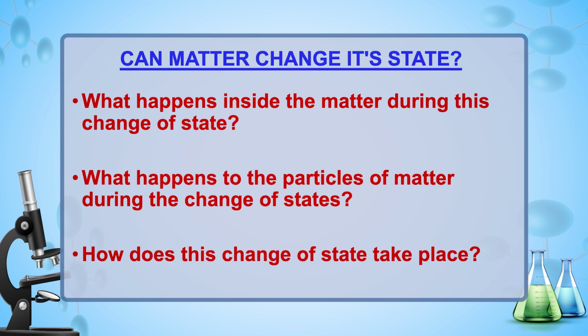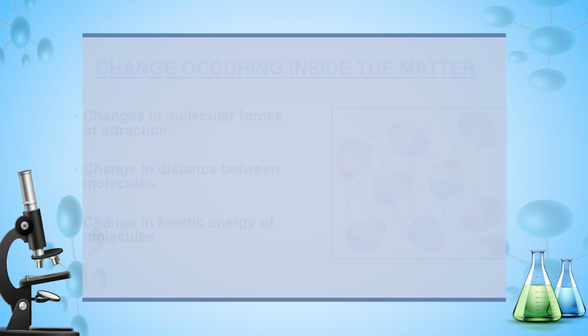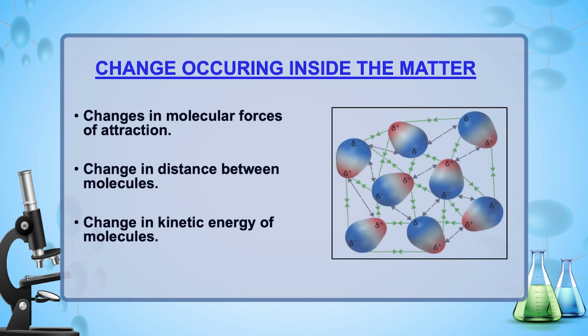What happens inside the matter during this change of state? What happens to the particles of matter during the change of states? How does this change of state take place? So, dear students, firstly let us see what is happening inside the matter. During the change in state of matter, the following changes are happening inside matter: changes in molecular forces of attraction, changes in distance between the molecules, and change in kinetic energy of the molecules.